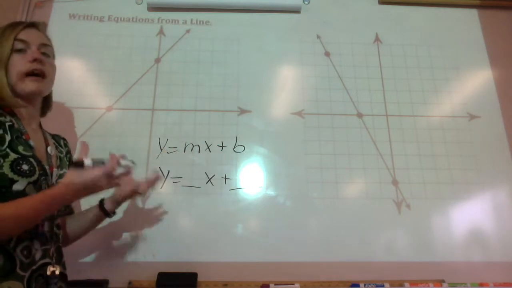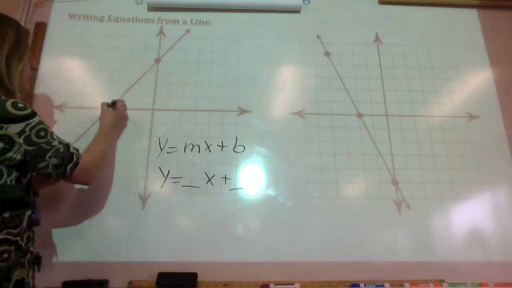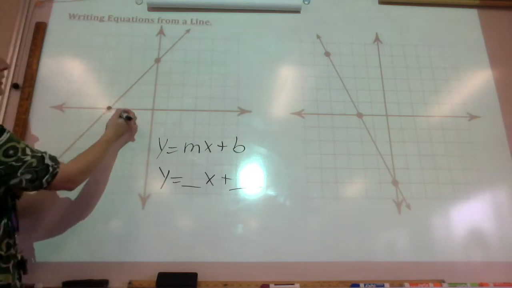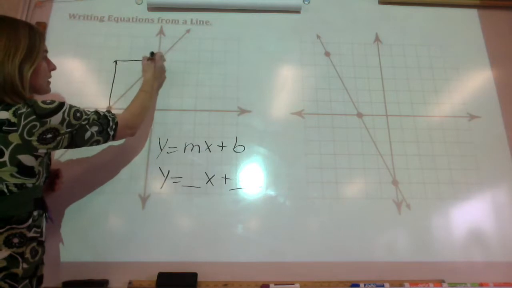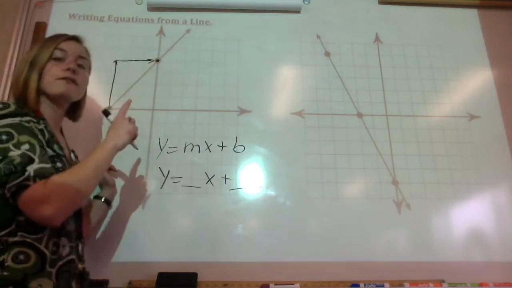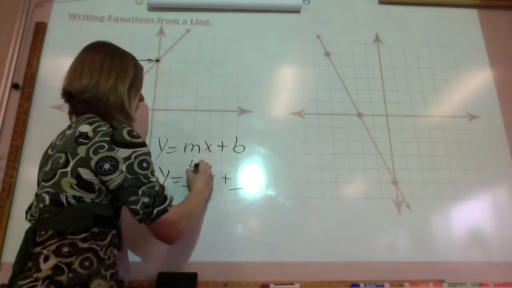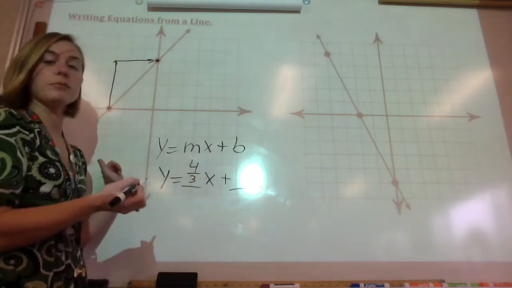M just says how much up, how much over. So if we start from this point here, it looks like I have to go up 4 and then over 3 to get to my next point. Well, up 4 to the right 3 is 4/3. So my slope is 4/3.